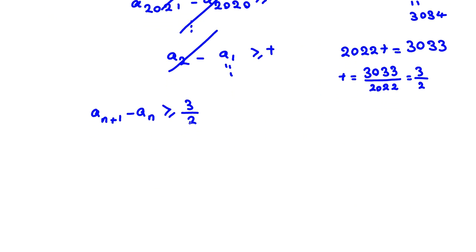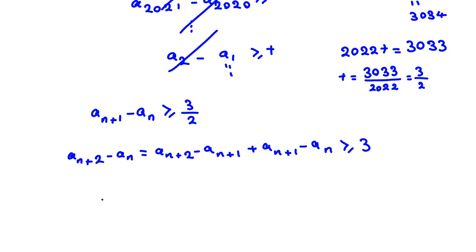Because it is a fraction, if I want to change it to an integer, we can say an plus 2 minus an equals an plus 2 minus an plus 1, plus, again by the telescoping rule, an plus 1 minus an. This part is at least 3 over 2, and 3 over 2 plus 3 over 2 is at least 3. So the thing we should prove is, if we prove an plus 2 minus an is at least 3, the problem will be solved. Now let's write an plus 2.